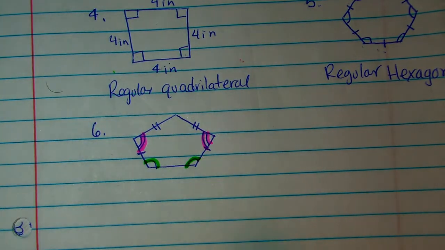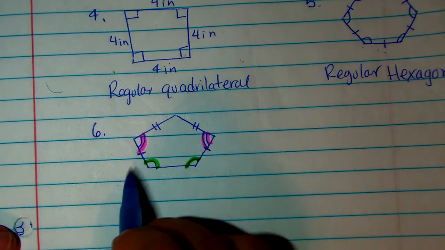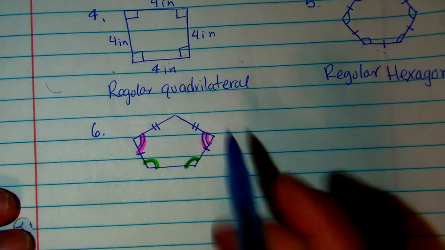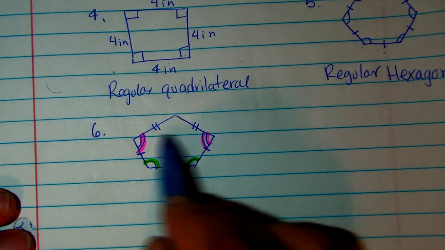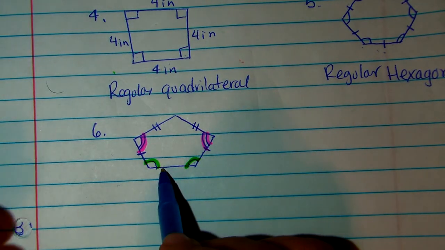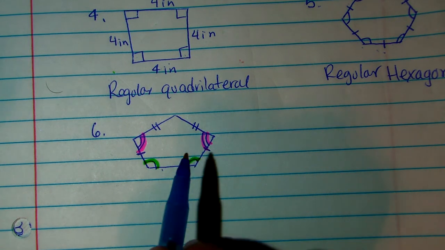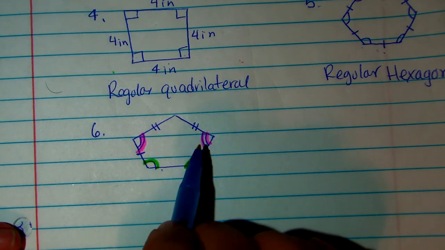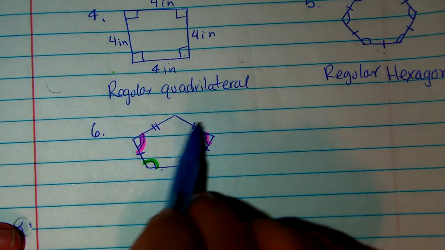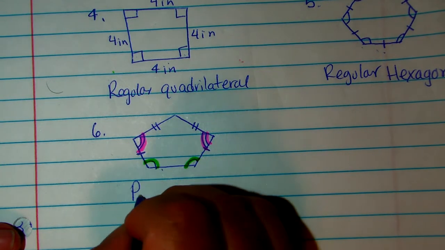The sides do not measure the same, so it's not equilateral. The angles do not measure the same, so it's not equiangular. So it's not regular, it's not equiangular, it's not equilateral. So it's just a 1, 2, 3, 4, 5. It's just a pentagon.